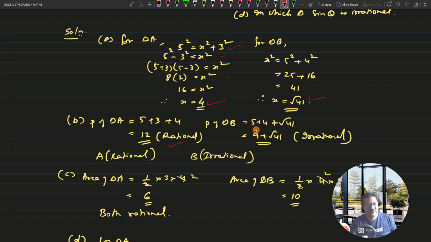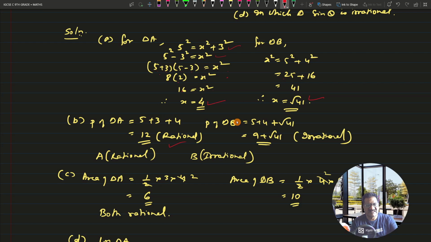For triangle B, the perimeter will be 5 plus 4 plus root 41, because in B, the x is root 41. So this happens to be 9 plus root 41. An irrational number plus a rational number will always give you an irrational number. So the answer for B is that the perimeter of triangle A is rational and the perimeter of triangle B is irrational.